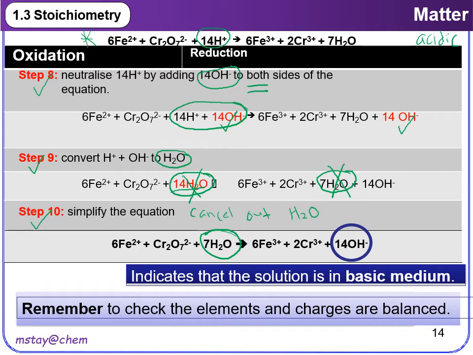So the difference between acidic medium and basic medium now, at the end, is very general. Just now we emphasized that for acidic medium you can see there is H+, while for basic medium you are going to see there is OH- in the equation.